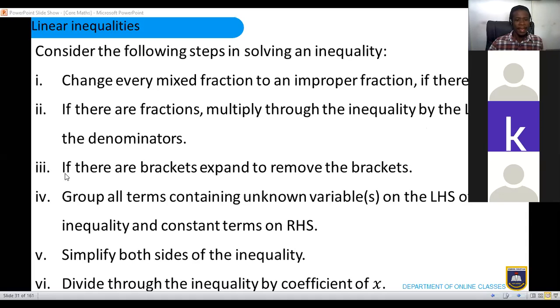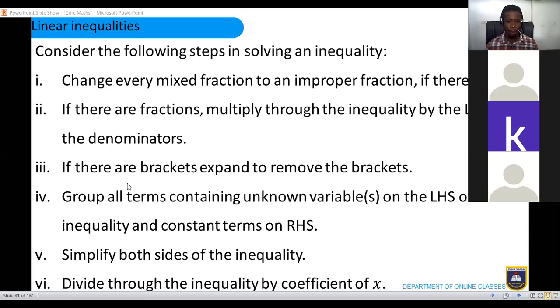Step 3: if there are brackets, expand to remove the brackets. That is the third step we need to consider. If there are brackets, we need to expand to remove the brackets first.